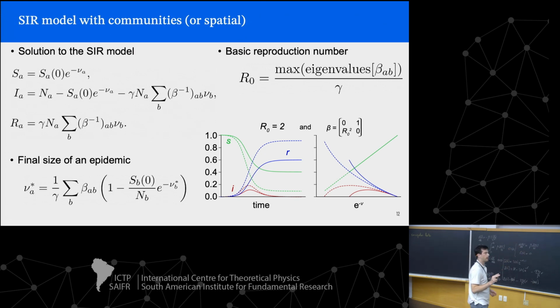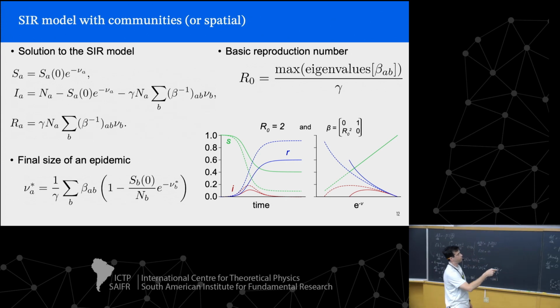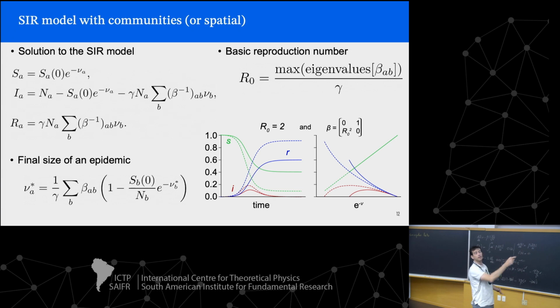And this is for an example. If you had a system with two cities, for example, the beta matrix could be this one. It's not necessarily symmetric. This is basically telling you that people only get infected by the other communities, not inside. And then the rate of infection from B to A and from A to B are different. One is 1 and one is R0 squared.